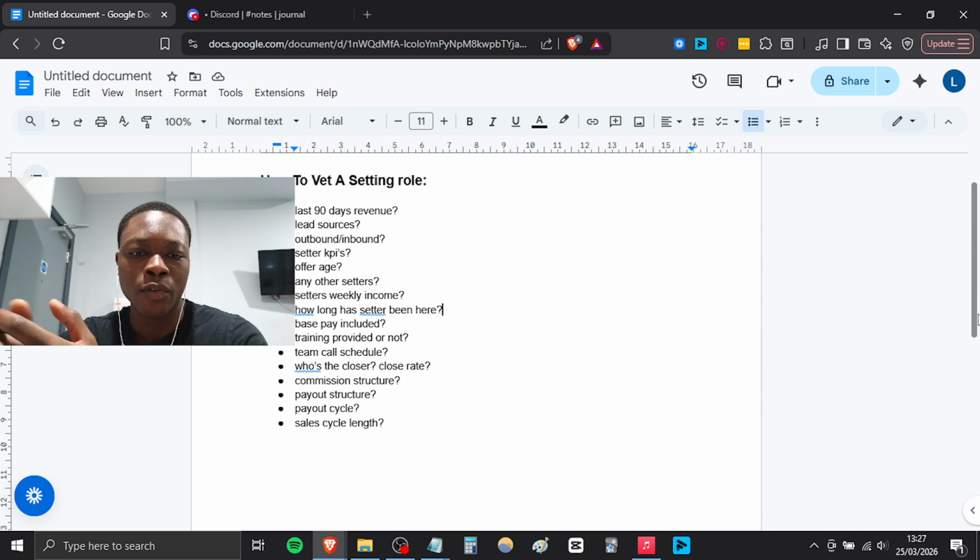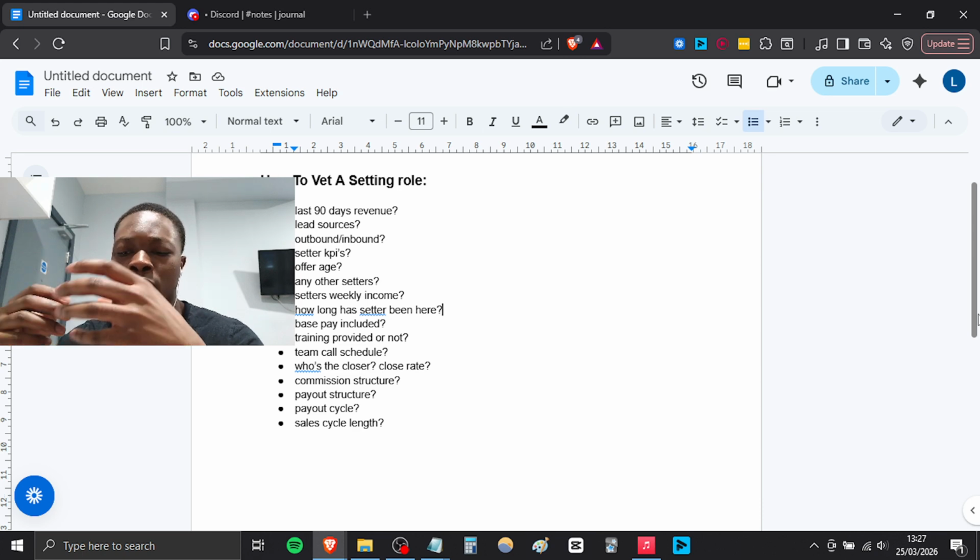Payout cycle, we've already mentioned that. So ideally you want to be getting paid weekly, bi-weekly. I know people who are on offers and they get paid once a month, but I think in something like sales especially, you want to get paid as quickly as possible. So you'd prefer offers that pay you out weekly or bi-weekly.